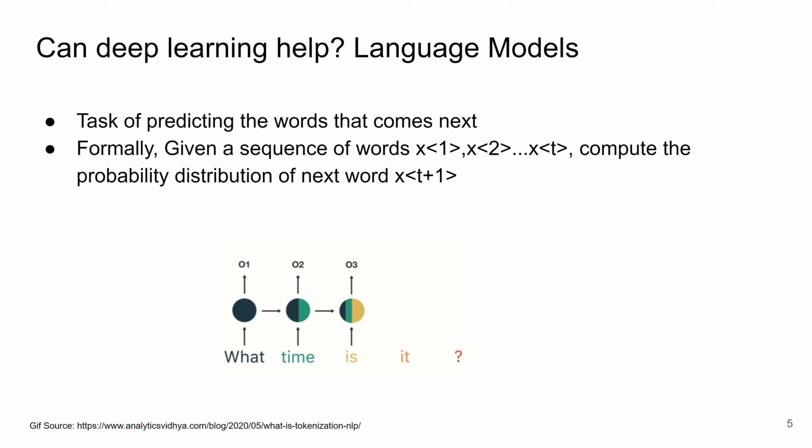Language models are one of the promising avenues for random model generation. Language modeling at its basic is the task of predicting the next words given a sequence of previous words. An example would be given a sentence such as "what time is it?" The language model should be able to predict a question mark as a next token given the context.